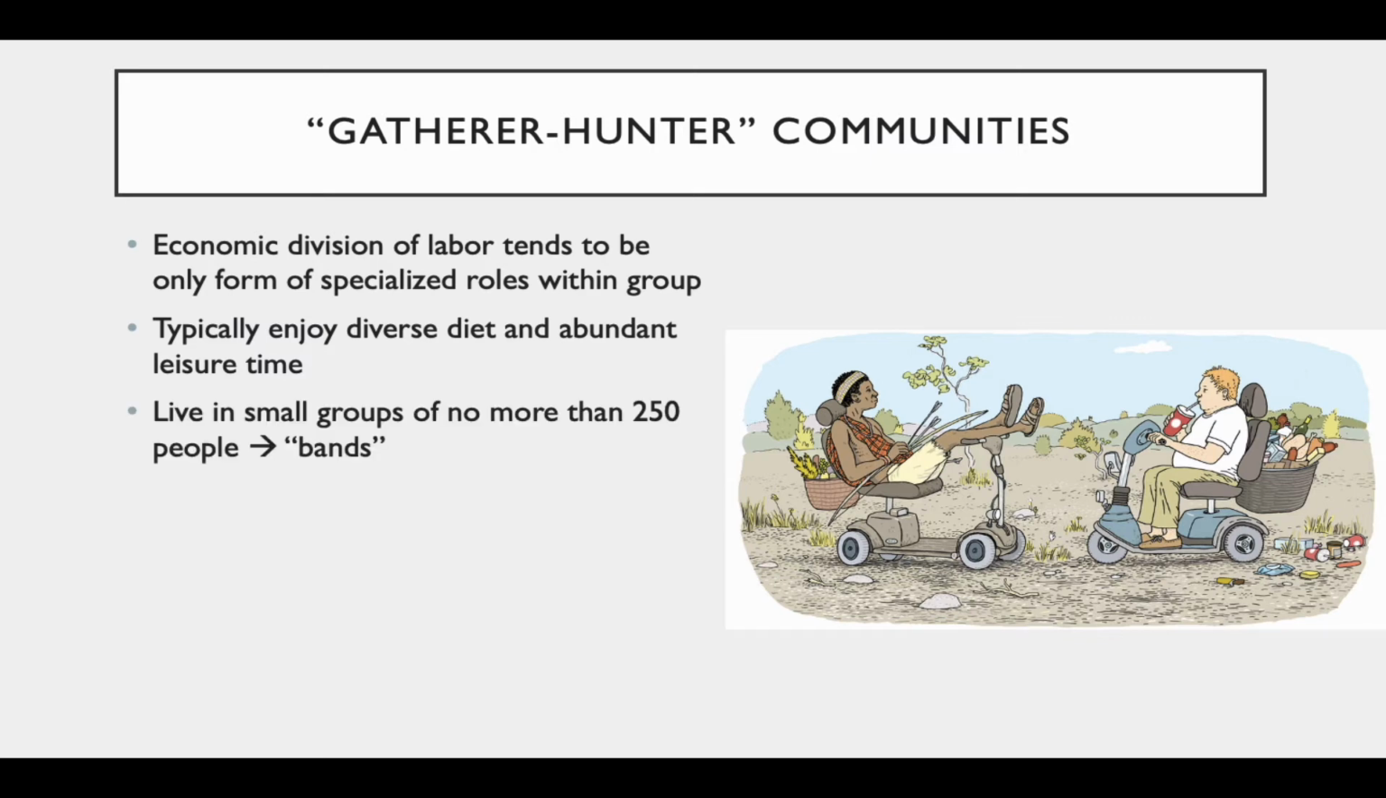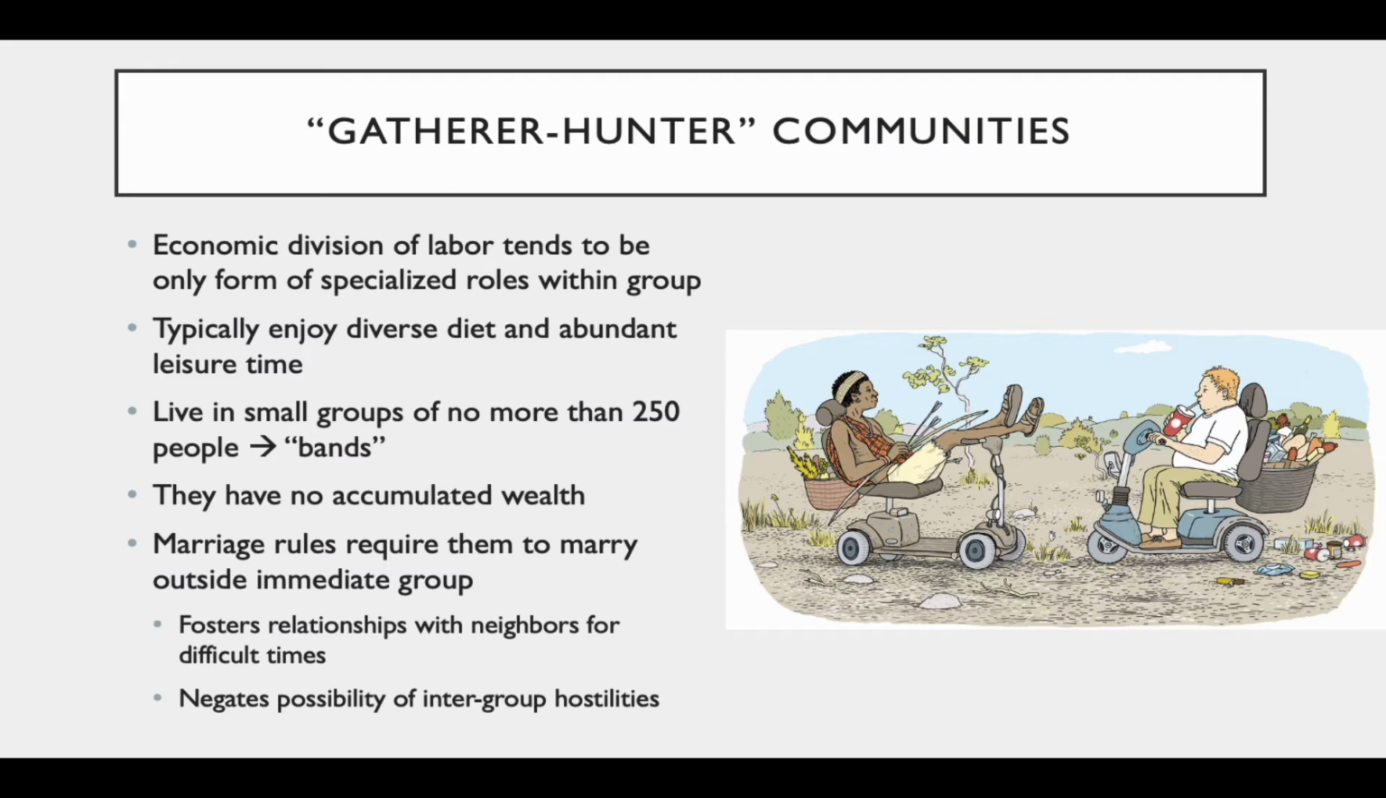They tend to live in small groups of no more than 250 people, and the tradition is to call them bands, which is a term we will return to later in the semester. They tend to have no accumulated wealth, and their marriage rules are important because it requires them usually to marry outside of their immediate group. And this is important not only from a biological diversity standpoint, but it also helps to foster relationships with neighbors. So if suddenly you find yourself in a drought situation in your territory, perhaps you can go live with another group temporarily. This can also, if you have shared familial relations across groups, mean you might not see as many intergroup hostilities.